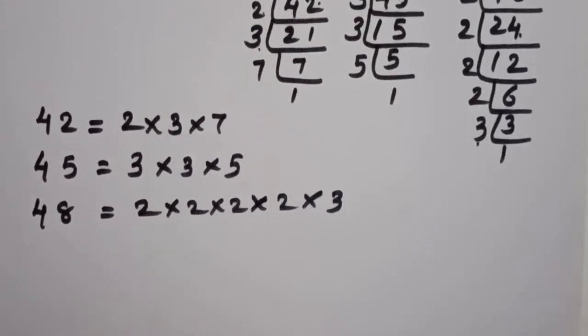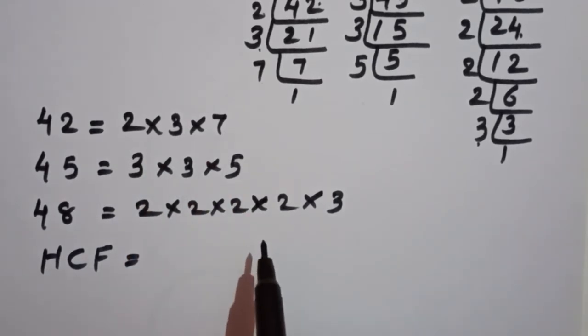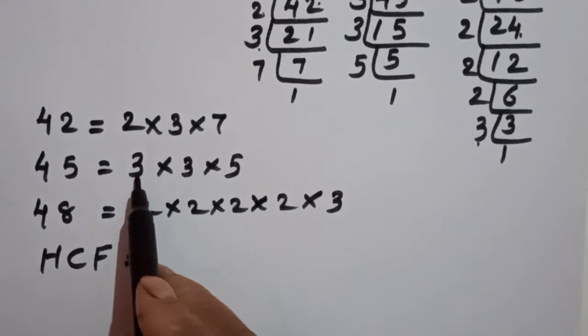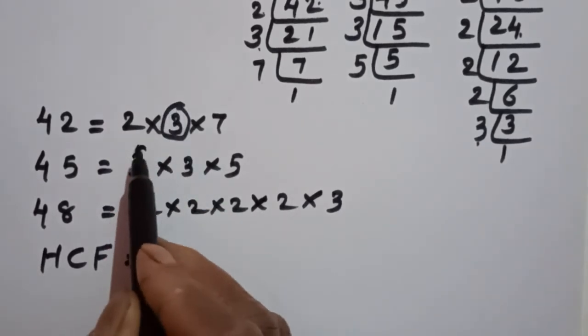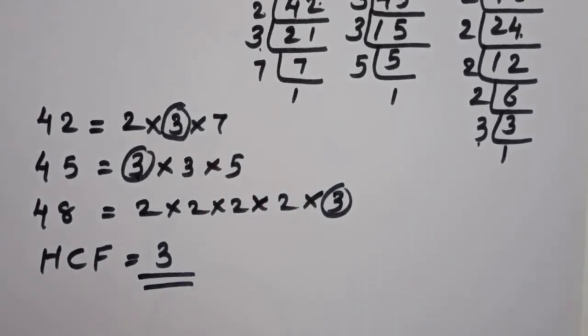Okay, now HCF, if you check the common factors among these numbers, 2 is not here, 3 is in all of them, so we got 3, and 7 is not there, 5 is also not in all of them, so HCF is only 3. The HCF of these 3 numbers is 3.